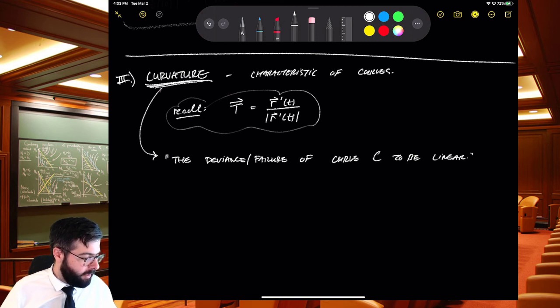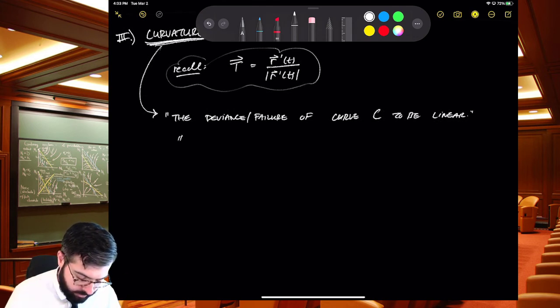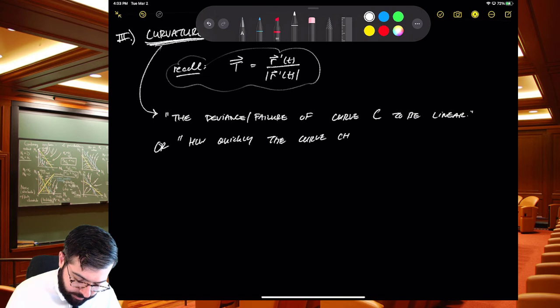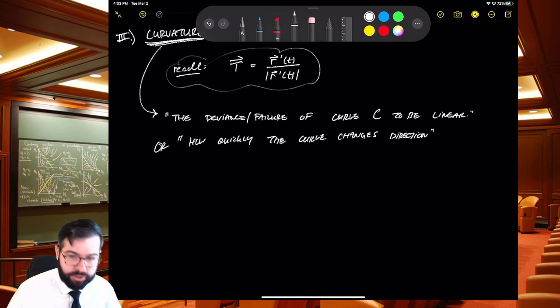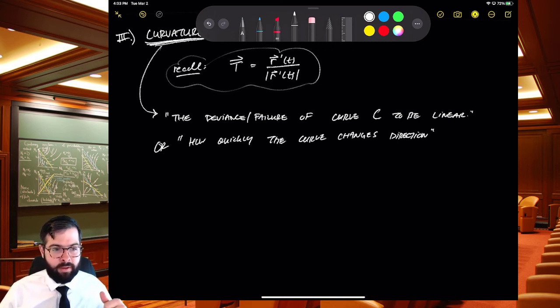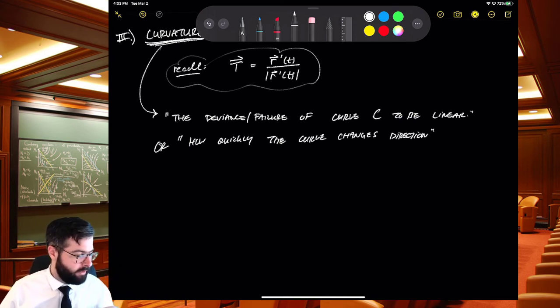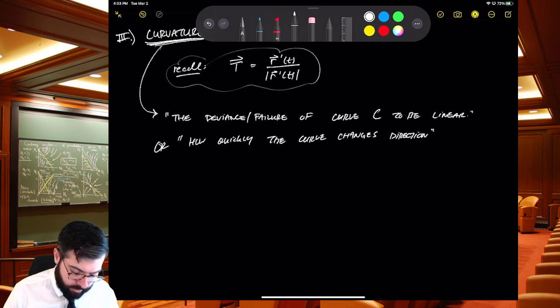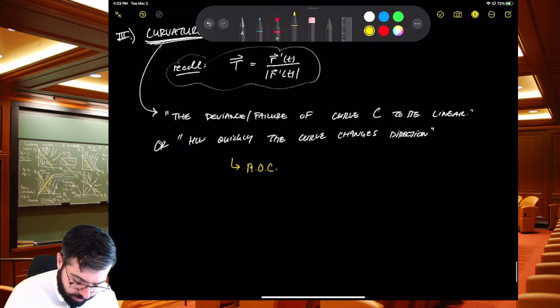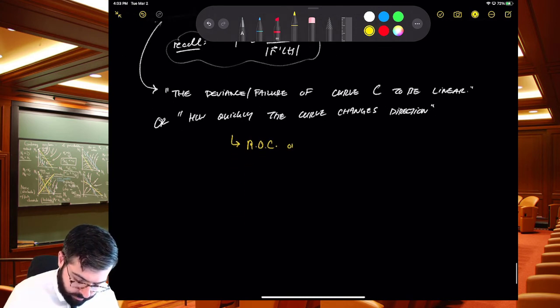Another way to think of it is how quickly the curve changes direction. I like this because now we're talking about rates of change, and things that we've been playing with already. How quickly the curve changes direction also tells you how curved it is in a certain spot. This really tells us this is the rate of change of our beloved unit tangent vector.